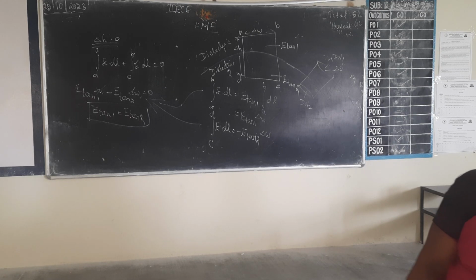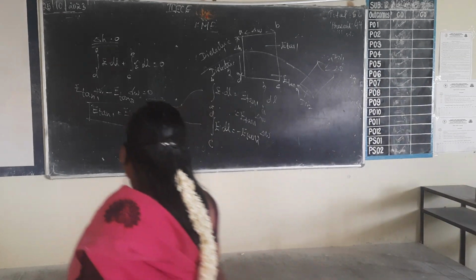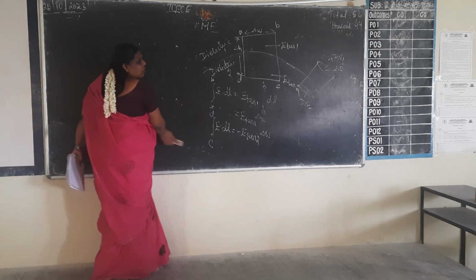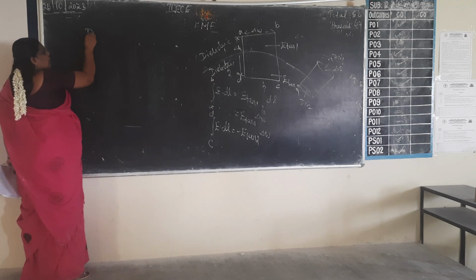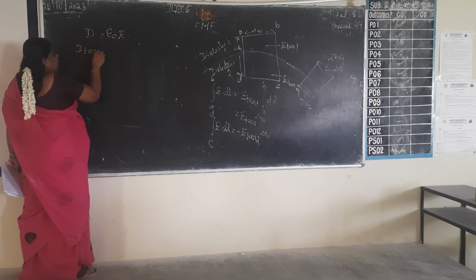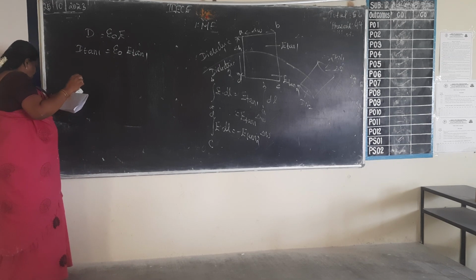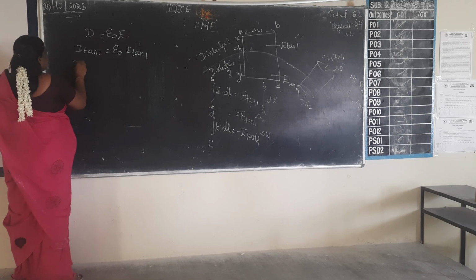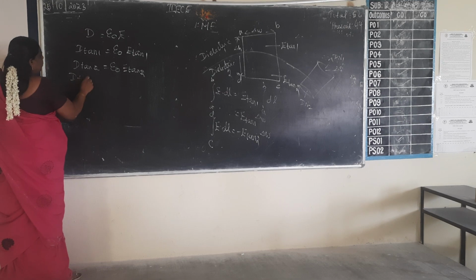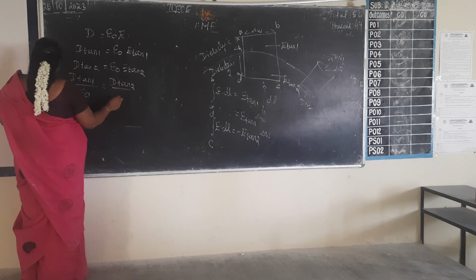Now we will go for the next one. D is equal to, what is D in terms of E? I am asking: flux density in terms of electric intensity. D is equal to epsilon naught into E, is it not? Now, D tan 1 can be written as epsilon naught into E tan 1. Similarly, D tan 2 is equal to epsilon naught into E tan 2. Now, D tan 1 divided by epsilon naught is equal to D tan 2 divided by epsilon naught.